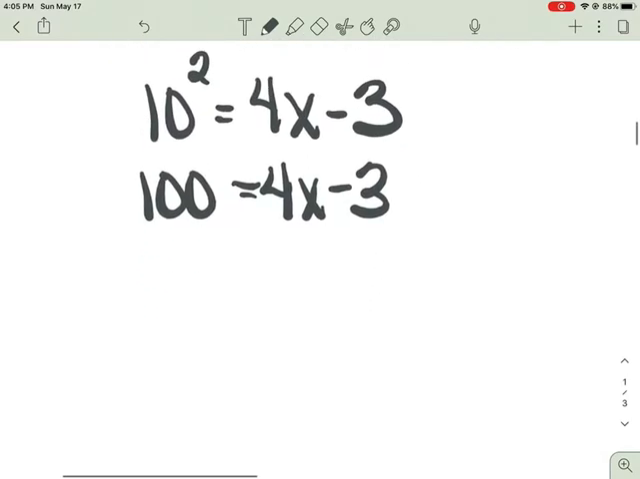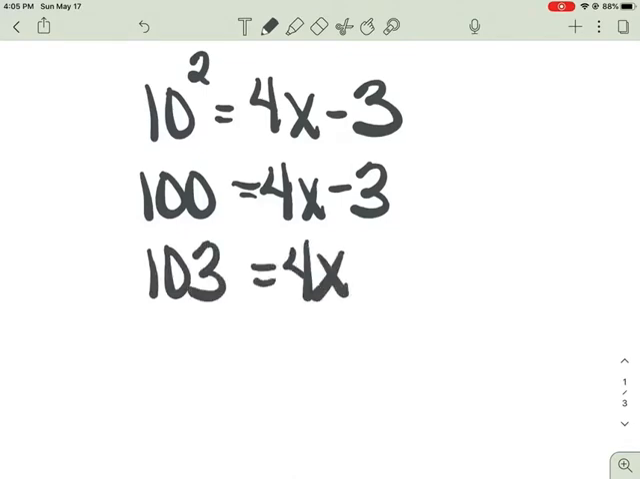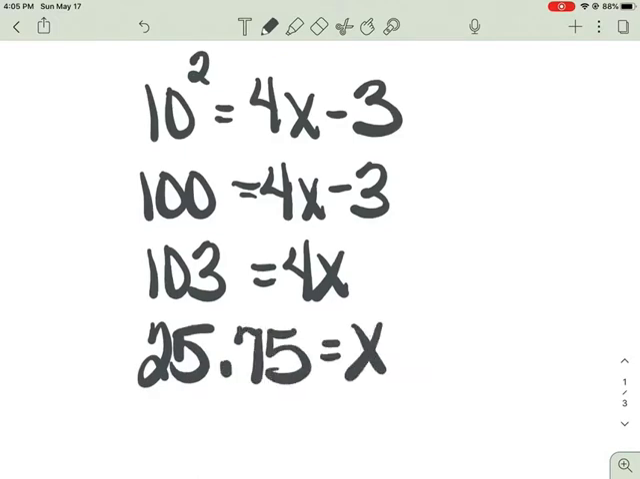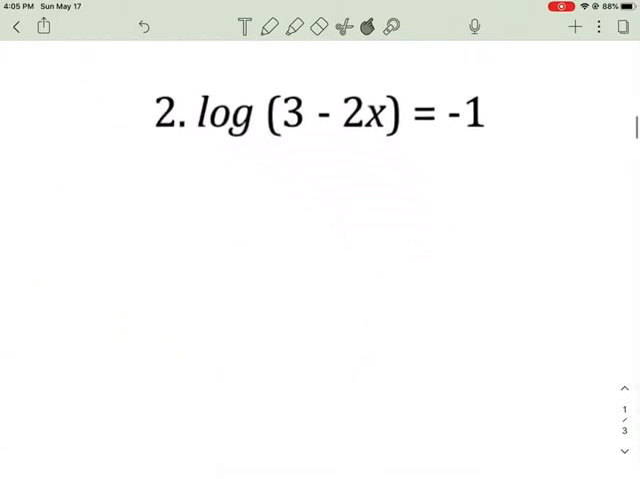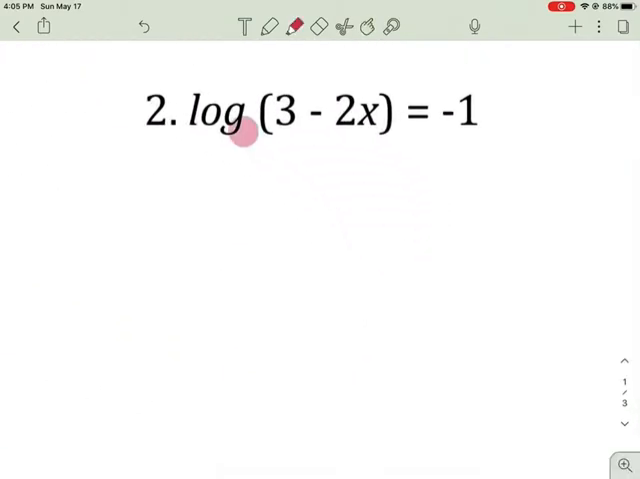Solve for x. So add the 3. Divide by 4. I'm going to get 25.75. And that's going to be our solution. All right, let's try this one. Again, you notice our base is 10. Doesn't always have to be 10, it just happens to be 10 in these particular problems.